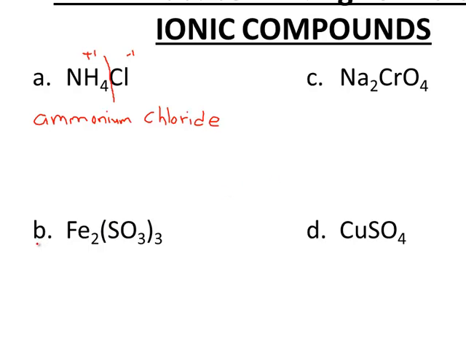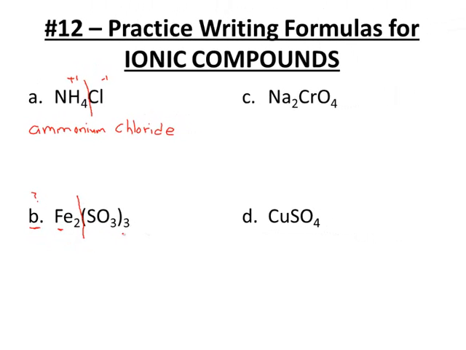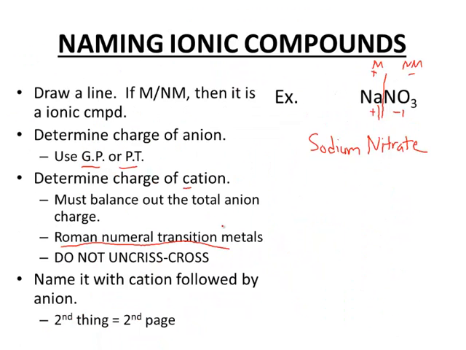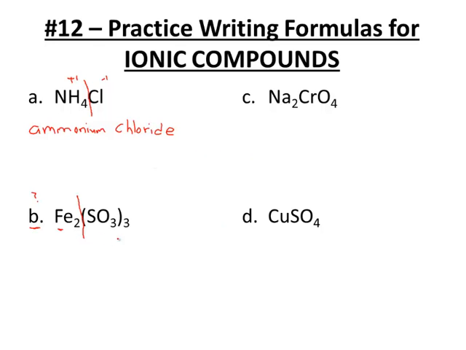Now B, probably our most difficult one that we'll have to deal with. Notice we have a transition element right away. So drawing our line, transition element of iron, we have to find out what charge iron has. So what we'll need to do, SO3 sulfite from your gold packet. So looking up for SO3 sulfite, sulfite, SO3 with a -2 charge.